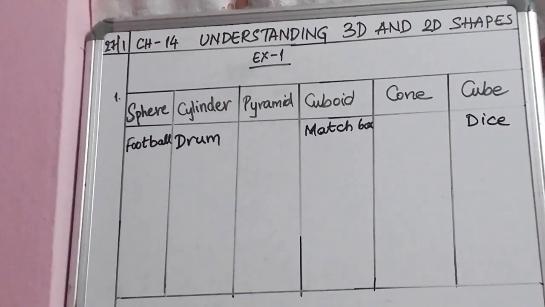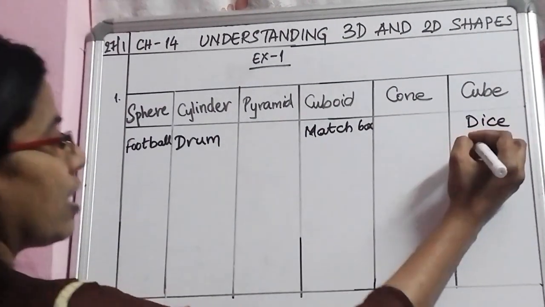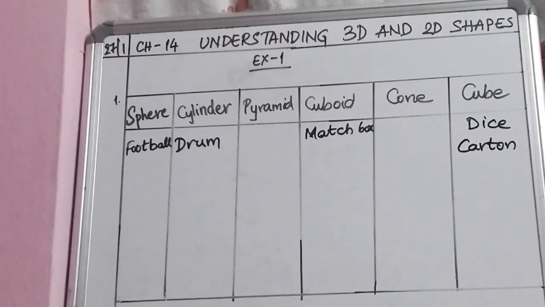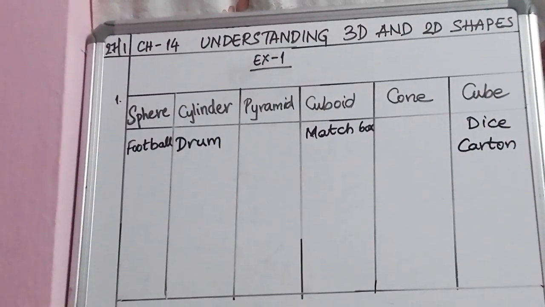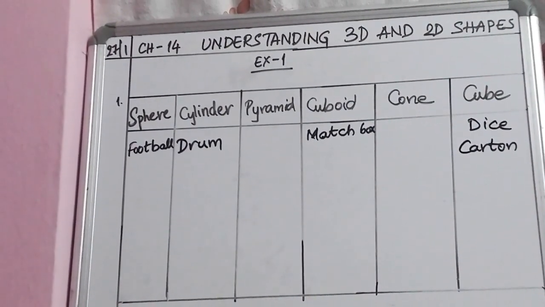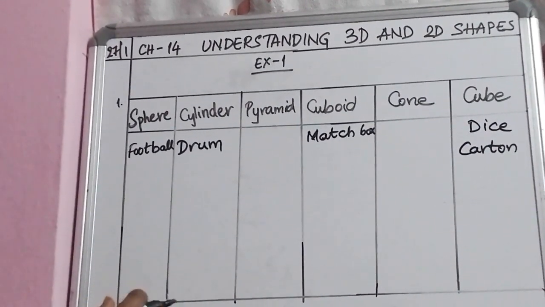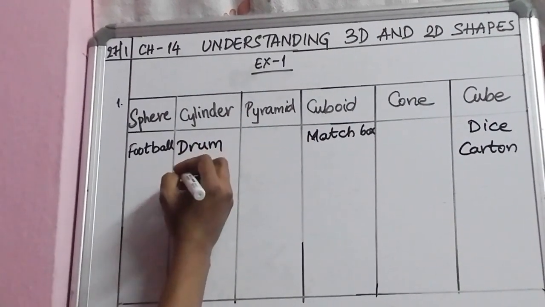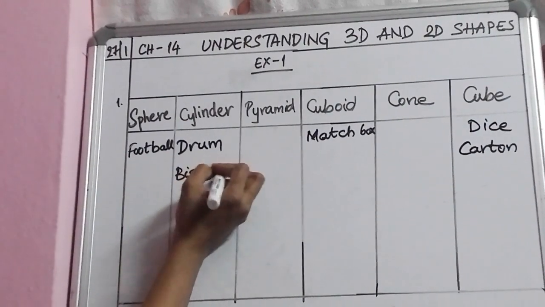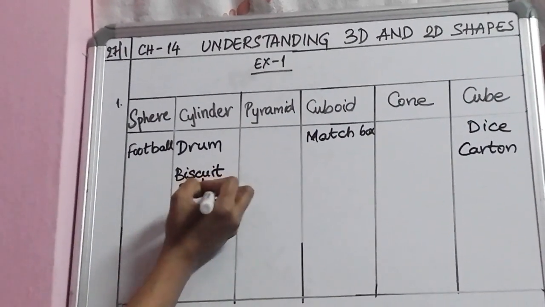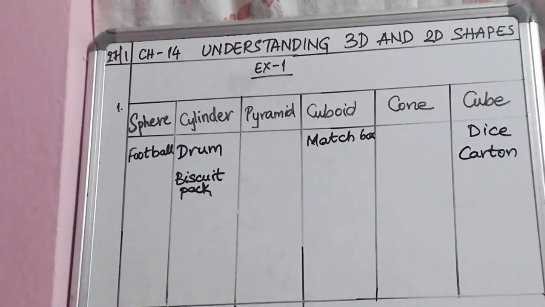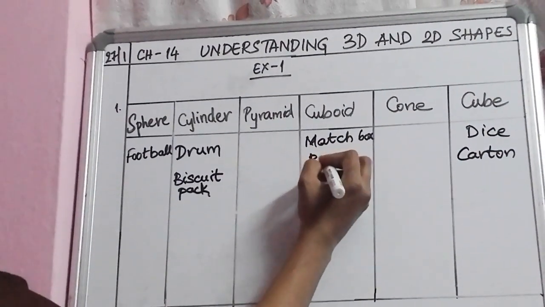The next one is a carton. Carton is a cube. So carton you have to write under the cube. The next one is the biscuit pack. And you can see that this is in the form of a cylinder. So you need to write biscuit pack. The next one below that is a brick. Brick is in the shape of a cuboid.